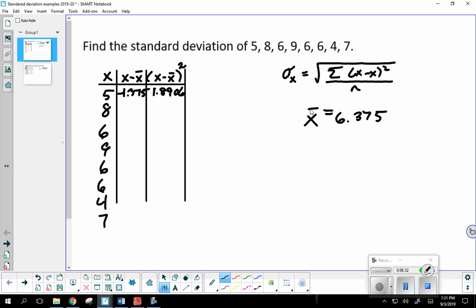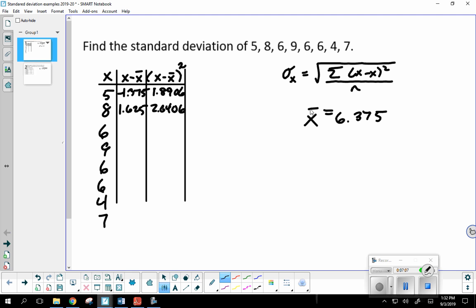Okay. So now let's start going around the room here. How about Nolan? I need 8 minus 6.375. 1.625. What do I get if I square that? 2.6406. Let's go ahead and take it to 4 decimal places, because some of these go further, we're just going to go ahead and take that.